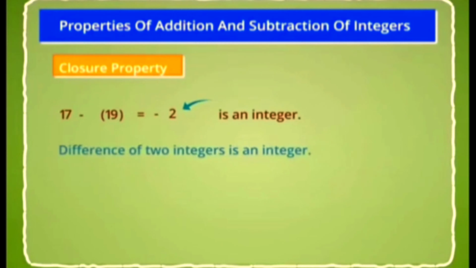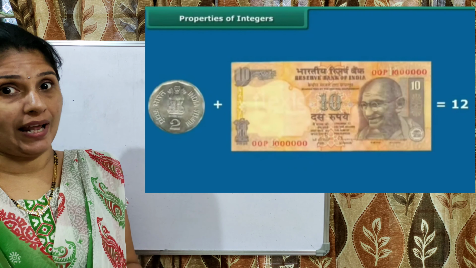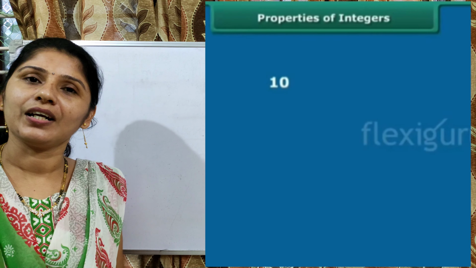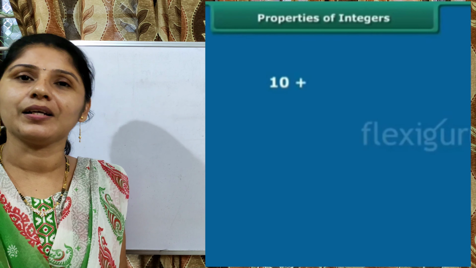This is a 10 rupee note. If we add one coin of 2 rupees to it, we'll get 12 rupees. Now take a coin of 2 rupees and add one note of 10 rupees to it, again we'll get 12 rupees. We can write it as 10 plus 2 is equal to 12 and 2 plus 10 is equal to 12. In both cases, we'll get the same answer.